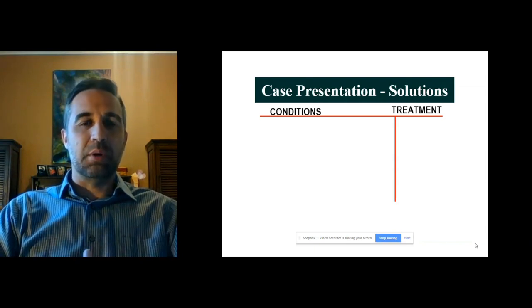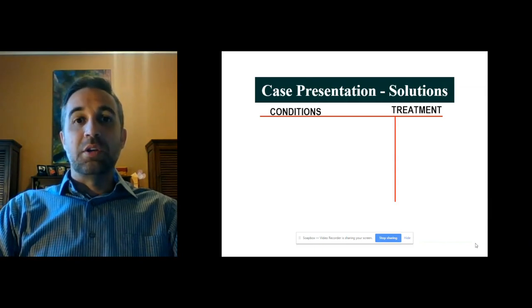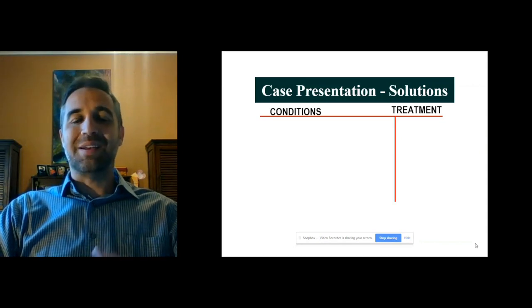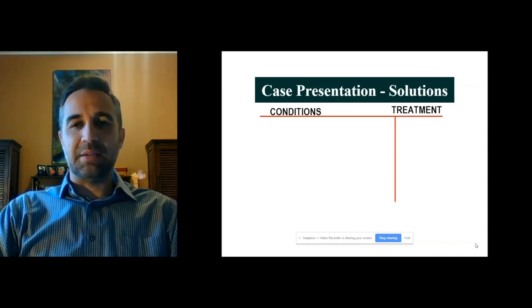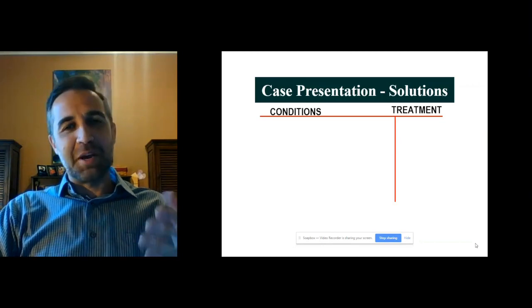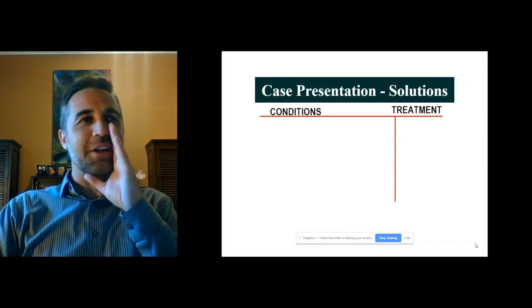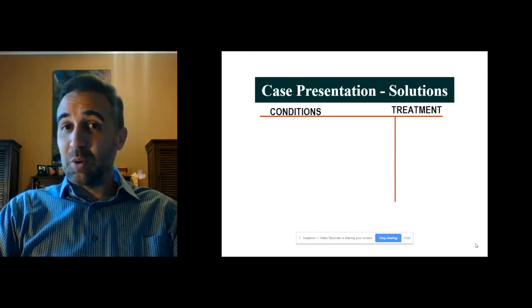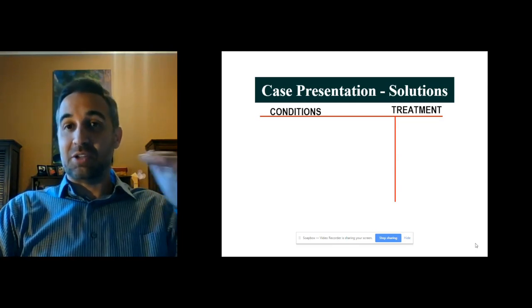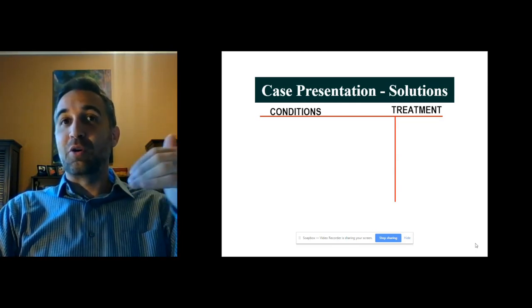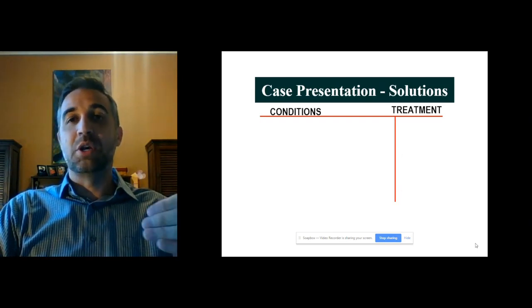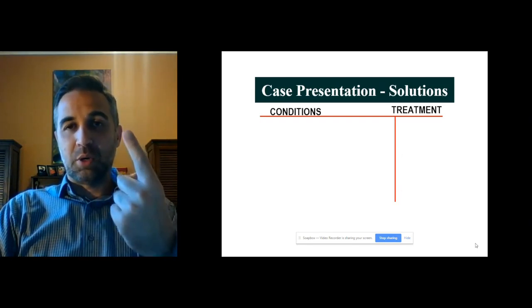Okay, so let's start with decay. Decay is a condition. What is the consequence of doing nothing about that decay? You tell me. Now, sometimes I hear people shout out, root canal, root canal. That's a treatment. That's not a consequence that would happen if you do nothing. With the root canal, you are treating the consequence, which is toothache. So consequence number 1, toothache.